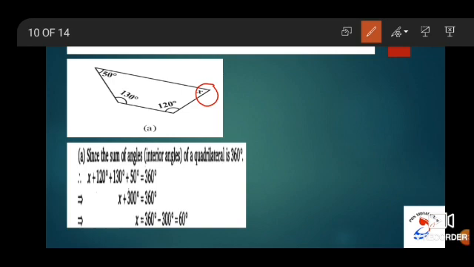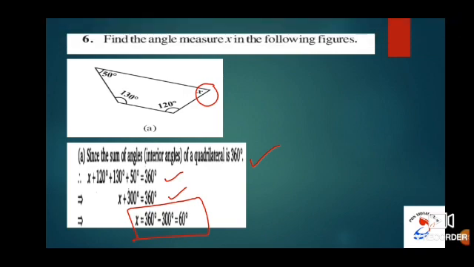We already know the sum of the interior angles of a quadrilateral is 360 degrees. We are going to apply that property. So x plus 120 plus 130 plus 50 is equal to 360. That is nothing but x plus 300 is equal to 360. So the value for x is 360 minus 300, that is equal to 60 degrees.